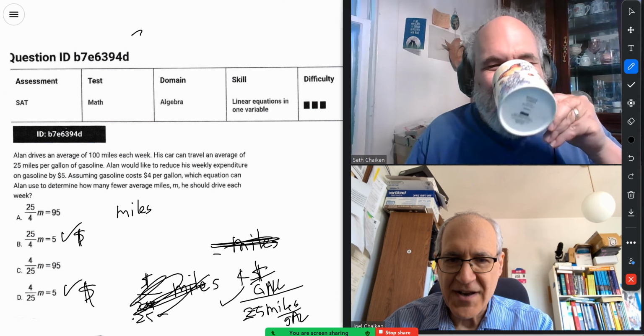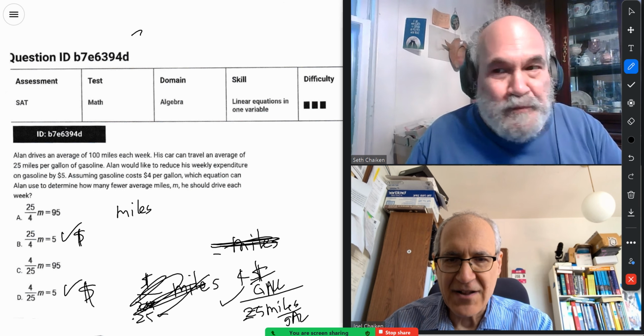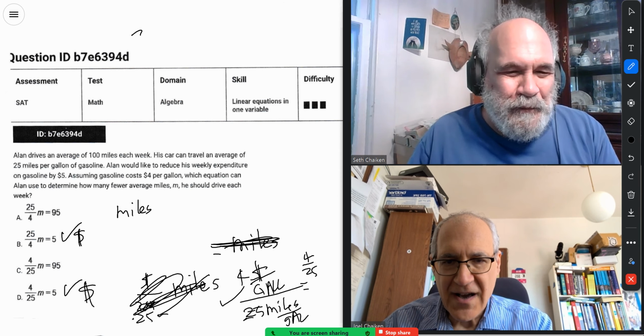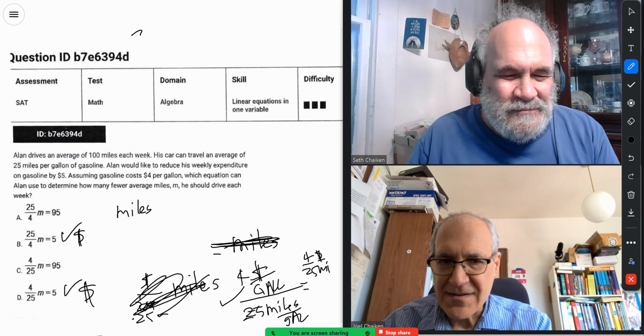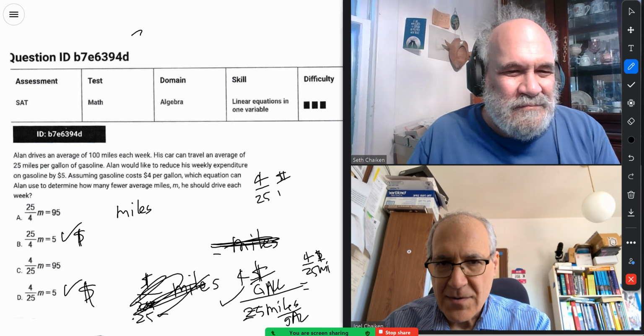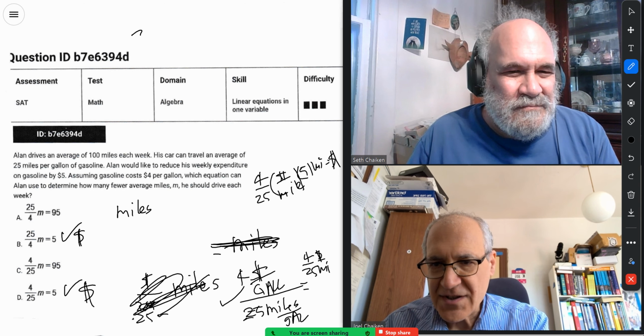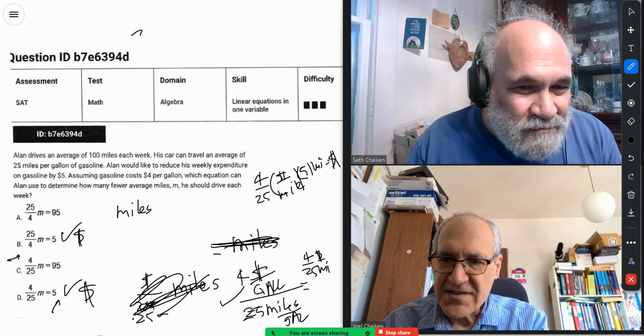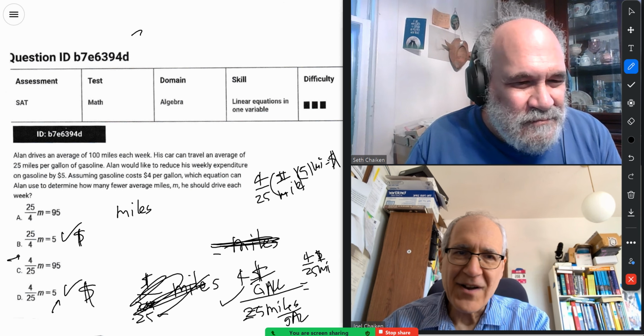4 is in dollars per gallon. 25 is in miles per gallon. These cross out to be 4 over 25 dollars per mile, and we know that M is in miles. So we have 4 over 25 in units of dollars per mile, times M miles gives you dollars, which is what this unit should be in. So this would not be right. So it looks like it's D, but this is so not the way to do the problem.